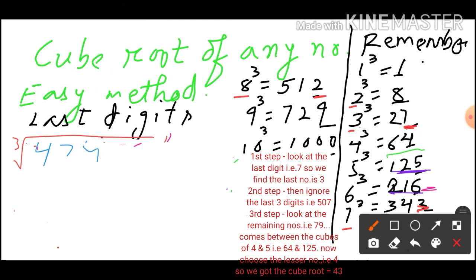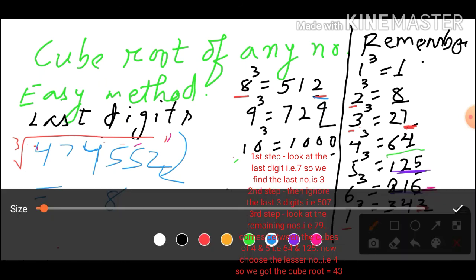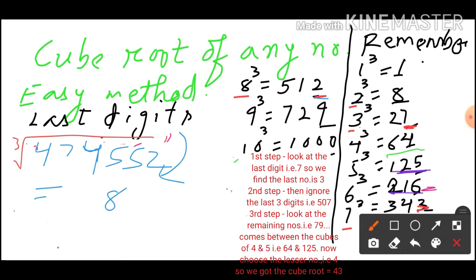Now let's take another number, 474,552. Now let's get the cube root of this number. So the last digit is 2. The last digit 2 will come only if the number is 8, isn't it? 8's cube is 512. So only if the last digit is 2, it means it should be 8.